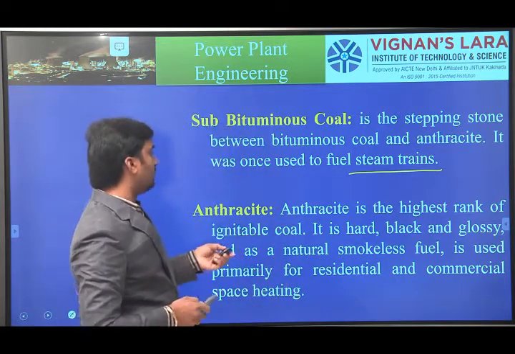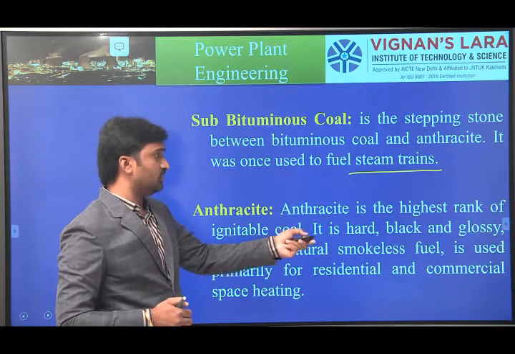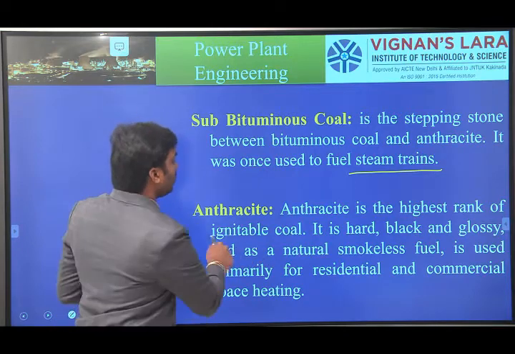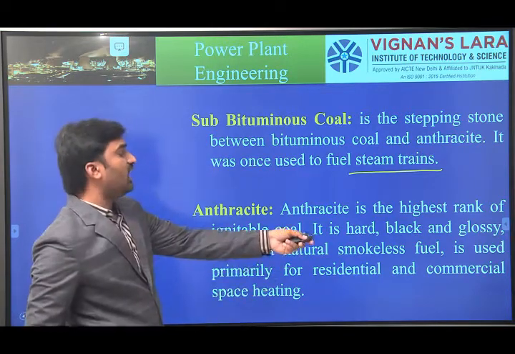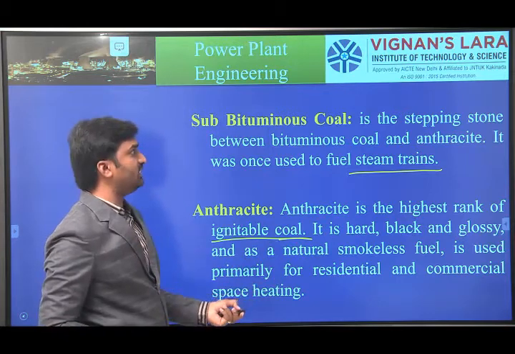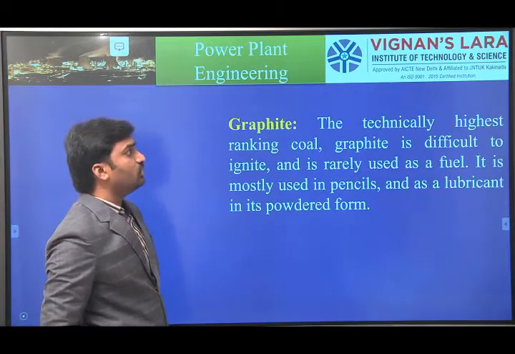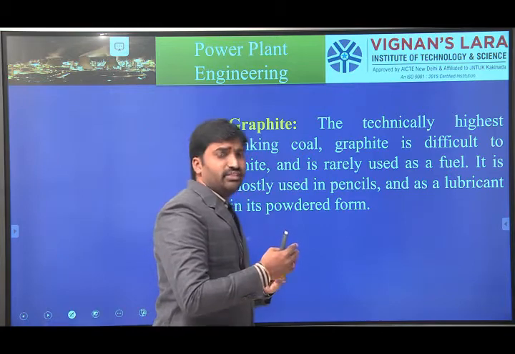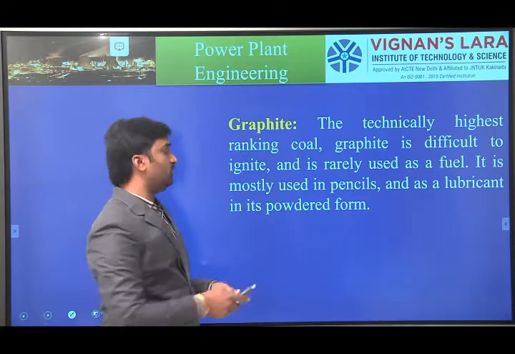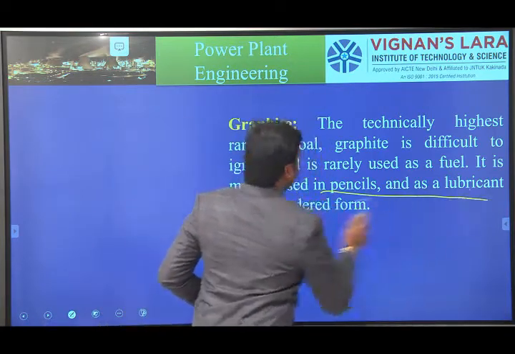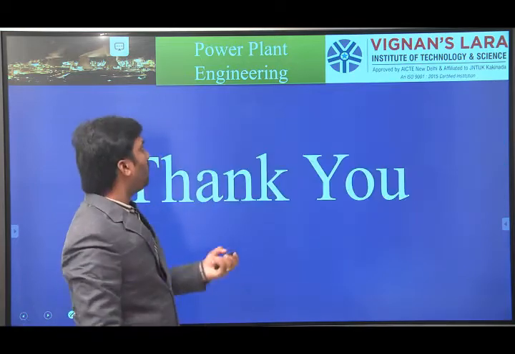Anthracite is the highest rank of coal. It is hard, black and glossy, and used for primary space heating. And the last one is graphite. It does not give much of a combustion process. Generally we use graphite for pencils and for lubrication in power stations.